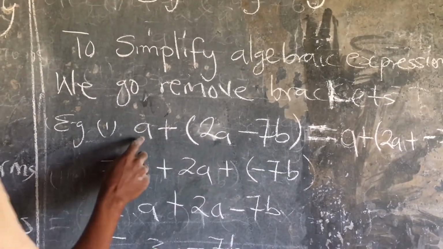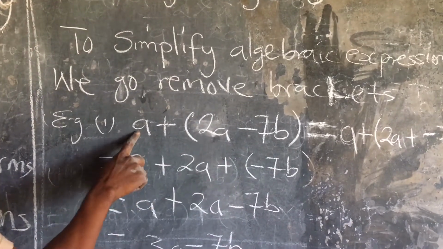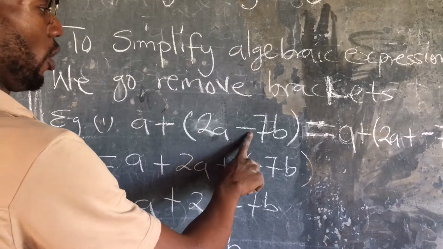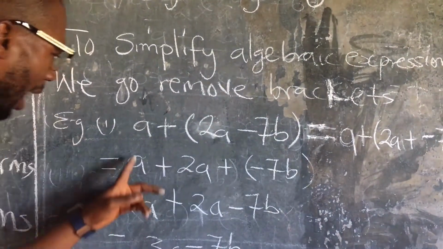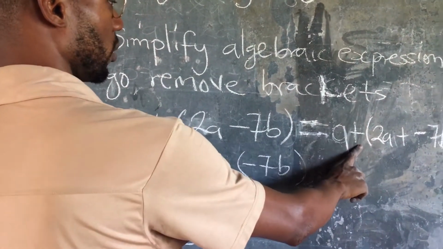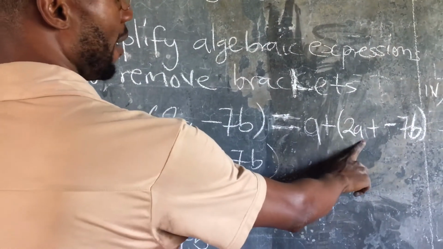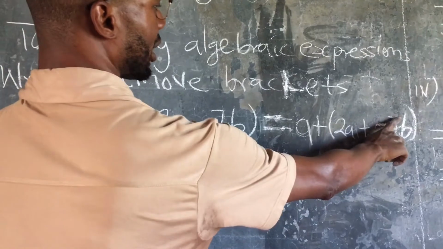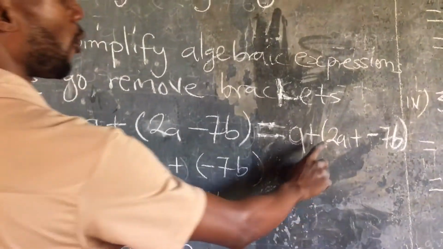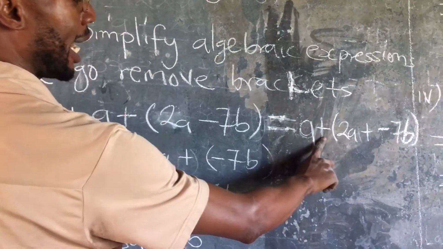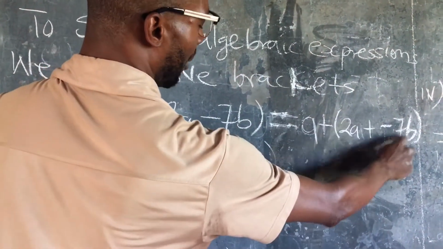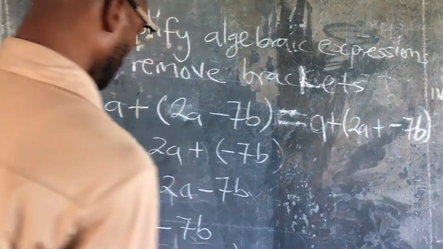But let's check this one out. I get a plus bracket 2a minus 7b. Another way to express this is a plus bracket 2a plus minus 7b. Now if we want to remove this bracket, we carry the sign that is near the bracket and multiply each term inside the bracket.